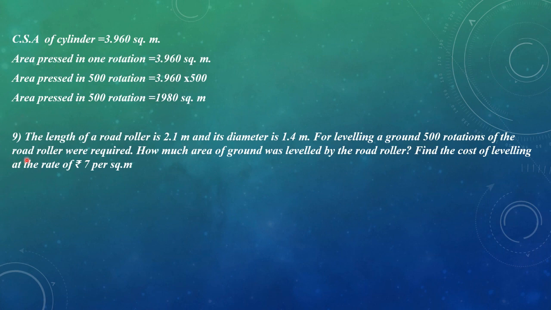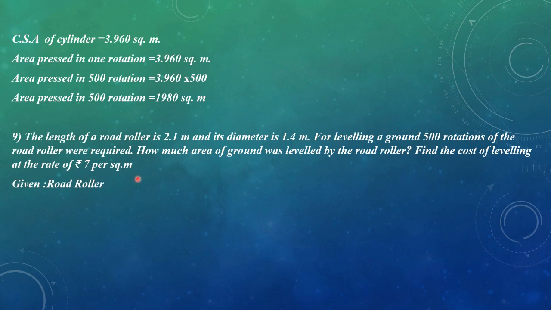The length of the road roller is 2.1 meter and its diameter is 1.4 meter. For leveling a ground, 500 rotations of the road roller were required. How much area of ground was leveled by the road roller? Find the cost of leveling at the rate of ₹7 per square meter.